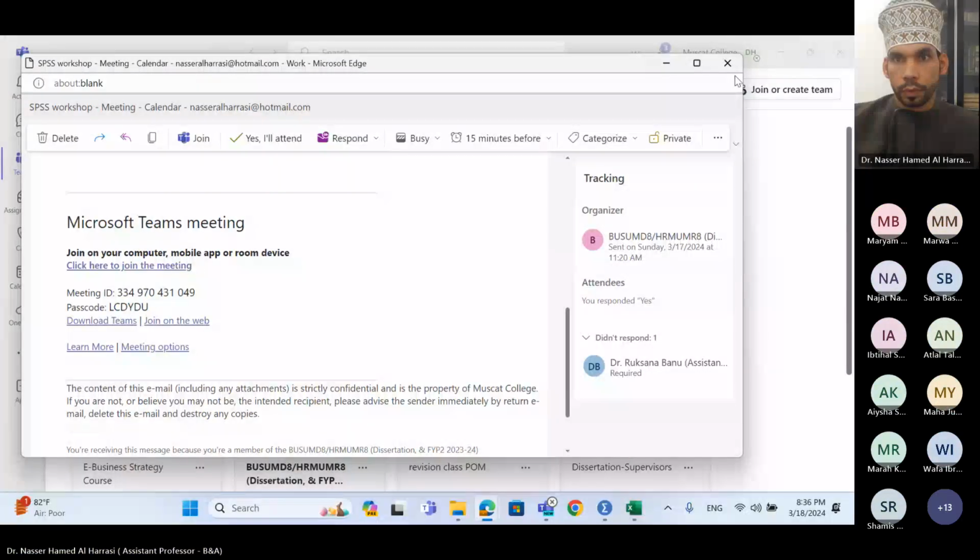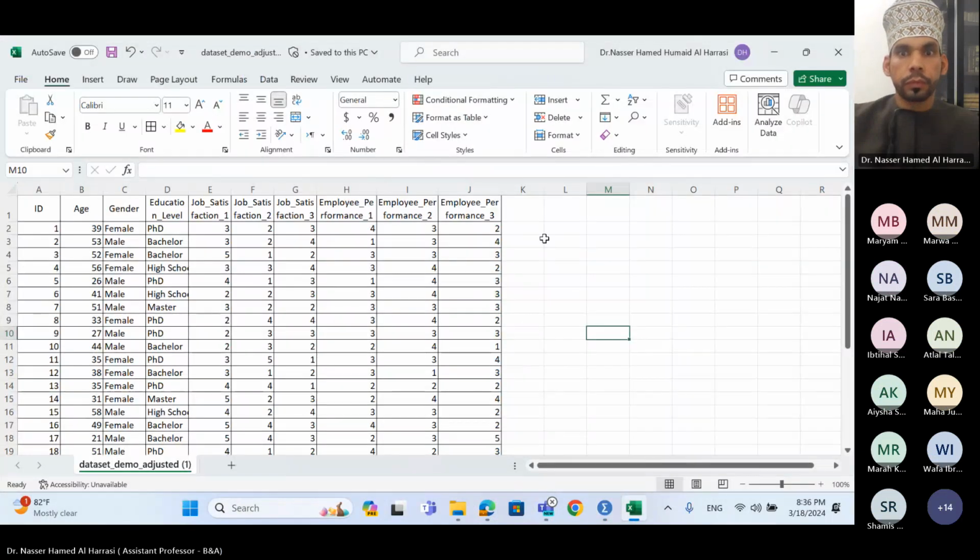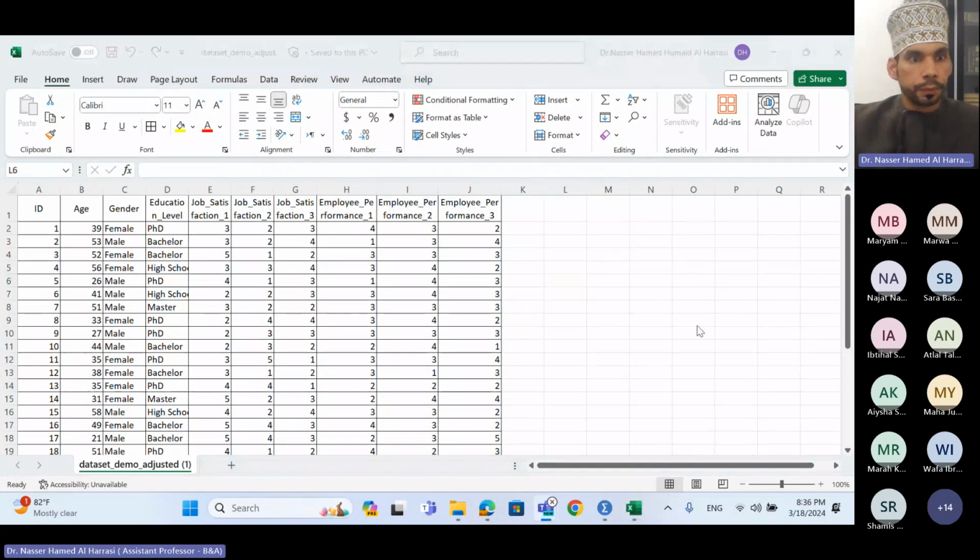I'm going to start with the Excel sheet. So let me share my screen first. Okay. Are you able to see my screen? Yes. Okay.